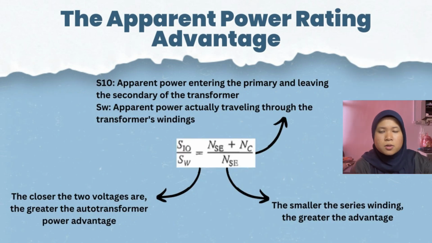What is S_IO and S_W? S_IO is the apparent power entering the primary and leaving the secondary of the autotransformer, while S_W is the apparent power that is actually traveling through the transformer windings.